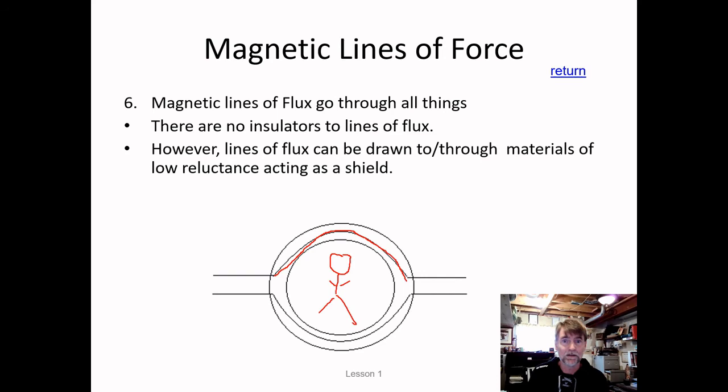And finally, the last two, and these are really the two big ones in terms of understanding why two bar magnets behave the way they do. It's all about these parallel lines of flux.